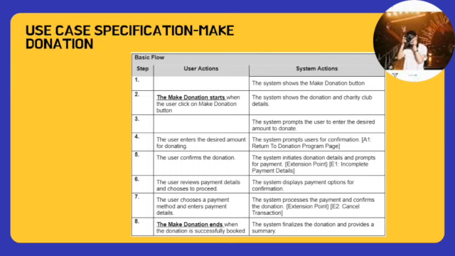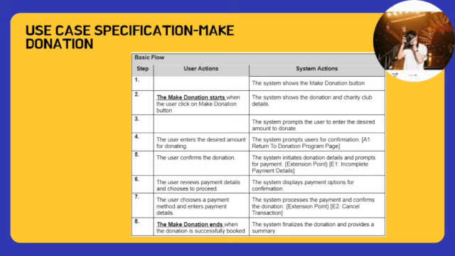Now for the basic flow, the first step is the system will show the make donation button, and then the make donation starts when the user clicks on the make donation button. The system shows the donation and charity club details. And then step 3 is the system prompts the user to enter the desired amount to donate. And then the user will enter the desired amount for their donation. And then the system will prompt the user for a confirmation.